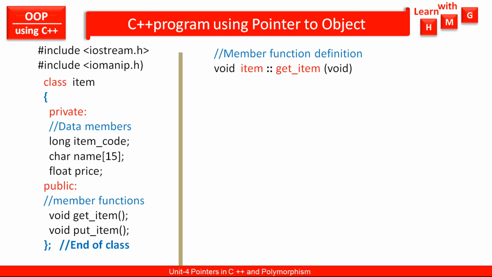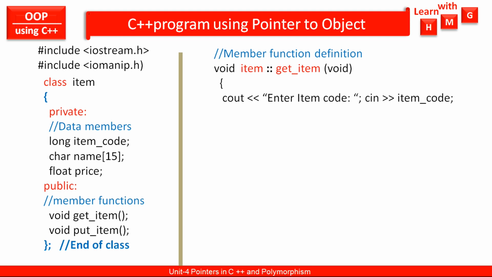Now let us define the getItem member function outside the class. void item, scope resolution operator, getItem void. So here getItem is a member of the item class. Like this, they are related with the help of the scope resolution operator, and it is not returning any value, so the return type is void. It is not accepting any argument, so arguments are also indicated as void.